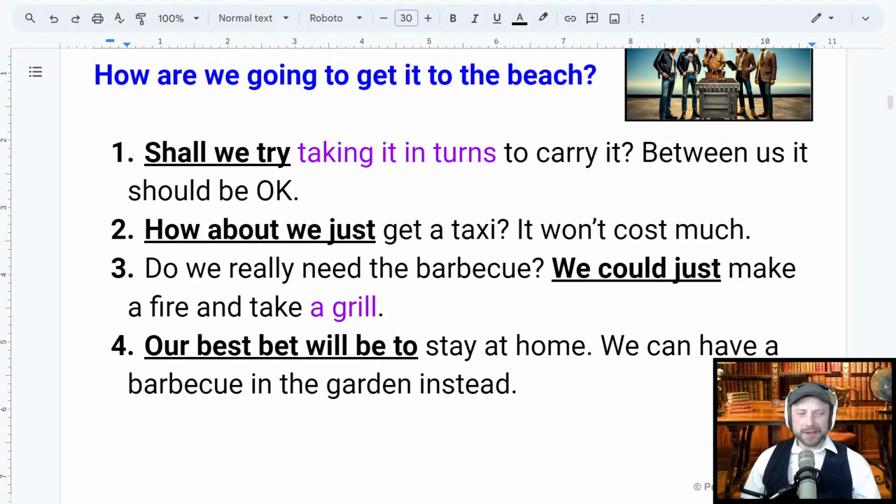Which of these suggestions do you think is the best one? Which one do you think that we did in reality?